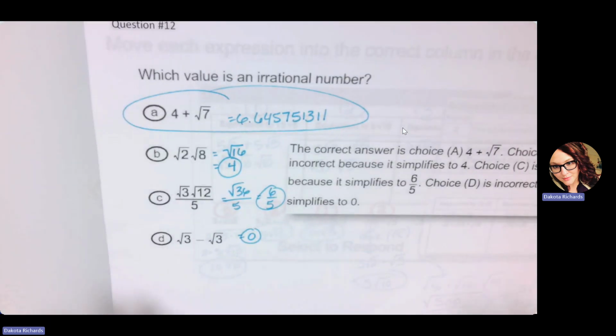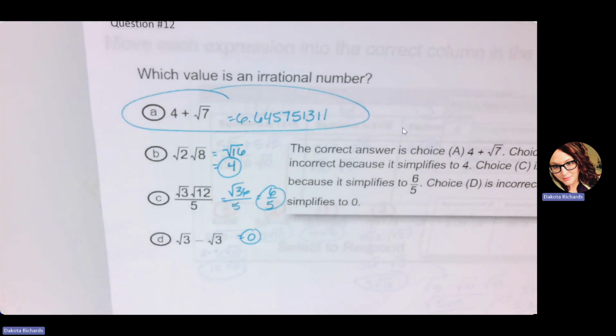So this one says, which value is an irrational number? Remember, an irrational number is a number, guys, off your phones, headphones out. An irrational number is kind of like an irrational person. It goes on and on forever and it doesn't make sense. So it doesn't repeat, it doesn't have a pattern, it can't be written as a fraction.